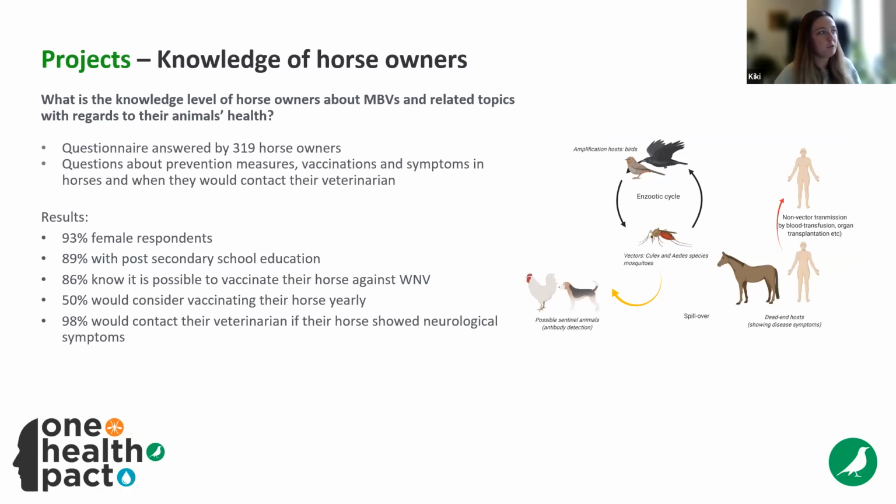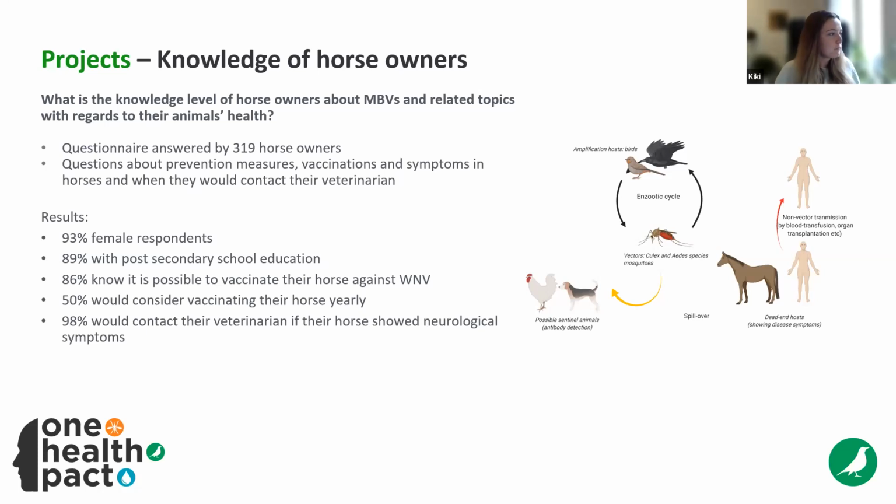So another thing that I'm doing is look at the knowledge level of horse owners, for example, about mosquito-borne viruses and related topics. And why we do that is because, as I said before, these horses are also used as a sentinel, so as a warning system. So if they show symptoms, the owners must be aware that it could be a disease that should be notified to their veterinarian. So we try to ask them in what cases do you call your veterinarian? And in this way, it could be easier to track the virus. If they don't call anyone, then nobody will know.